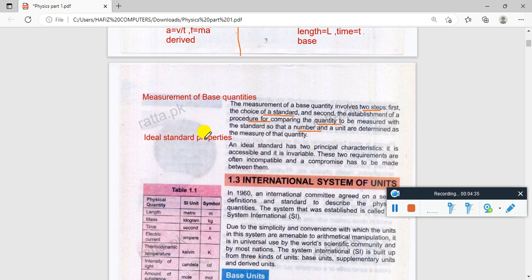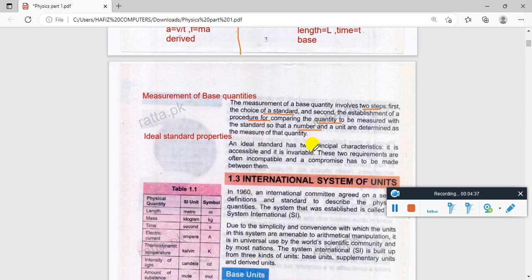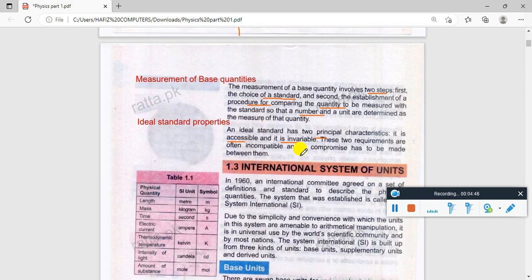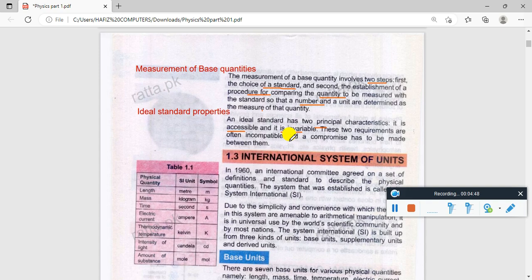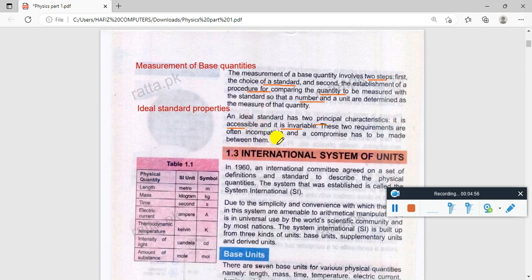Next is the ideal standard. An ideal standard has two principal characteristics: it is accessible and it is invariable. It cannot be changeable, and accessible means that it should be easily accessible or knowable to anyone. These two requirements are often incompatible, and a compromise has to be made.